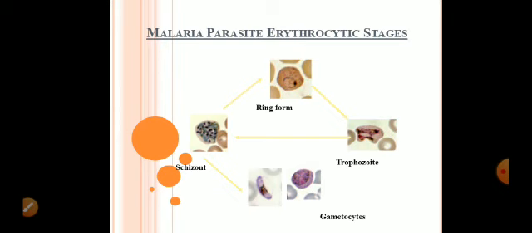This is the photomicrographic picture of the malarial parasite in the erythrocytic stage. Here it is the ring form. Here you can see a ring with a chromatin dot, and these are the schizonts, with approximately 20 to 24 merozoites, and these are the trophozoites, and these are the gametocytes.